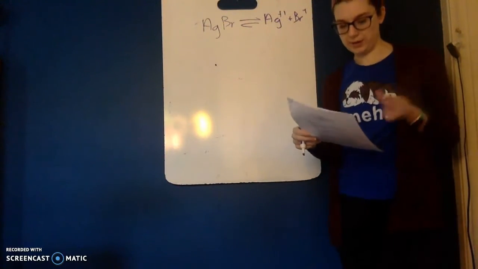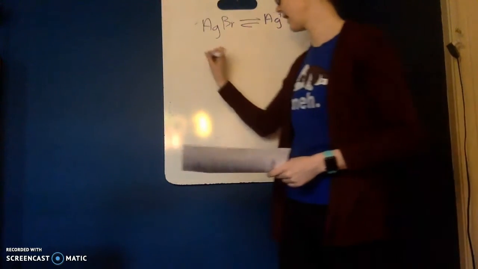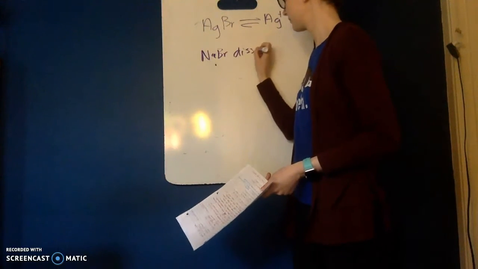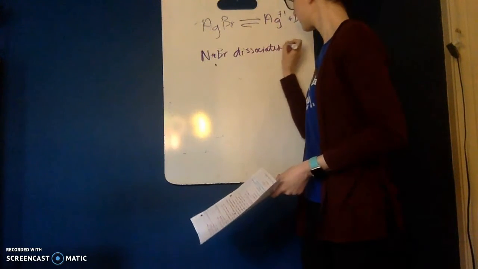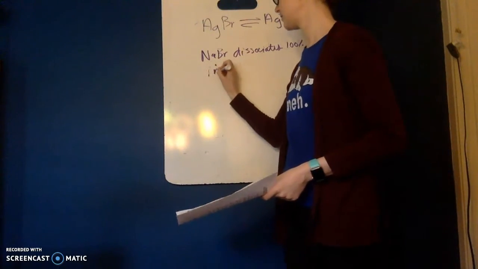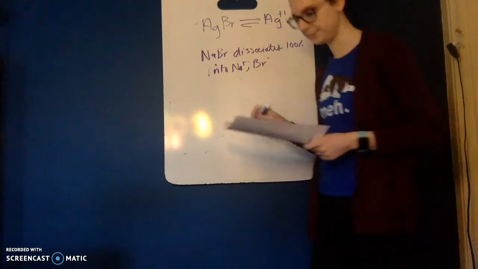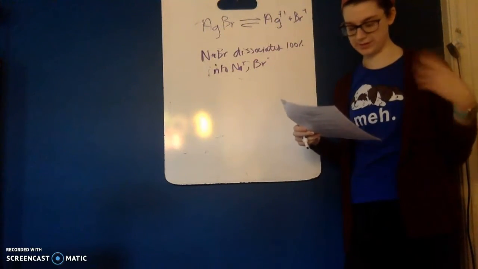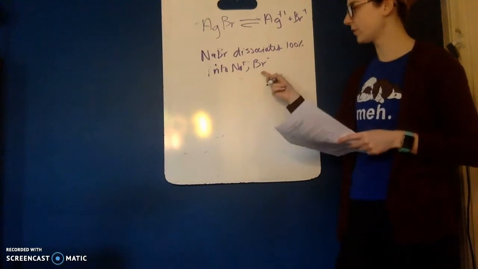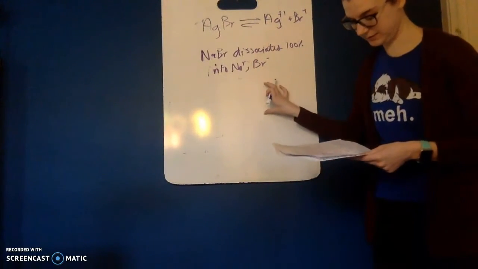So when NaBr is added to solution, sodium bromide dissociates 100% because it is completely soluble in water into sodium ions, Na+, and bromide ions, Br-. Now we're not really worried about the sodium ions, we're really just worried about the Br- ions. So when we add sodium bromide, the concentration of Br- increases.